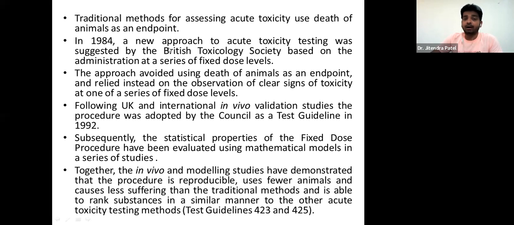In 1984, a new approach to acute toxicity testing was suggested. By whom? By the British Toxicology Society, based on the administration of a series of fixed dose levels, right? So that's what this particular suggestion approached, and later on it was implemented or revised. The approach avoided using the death of animals as an endpoint. The objective was that we can avoid the death, and at the same time we will be able to determine at which dose it may be toxic and which dose it may be used as a therapeutic dose, right?